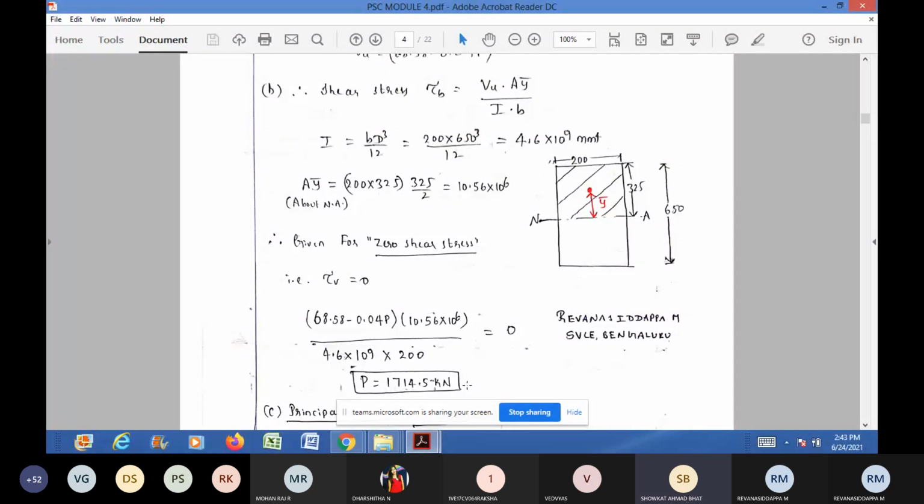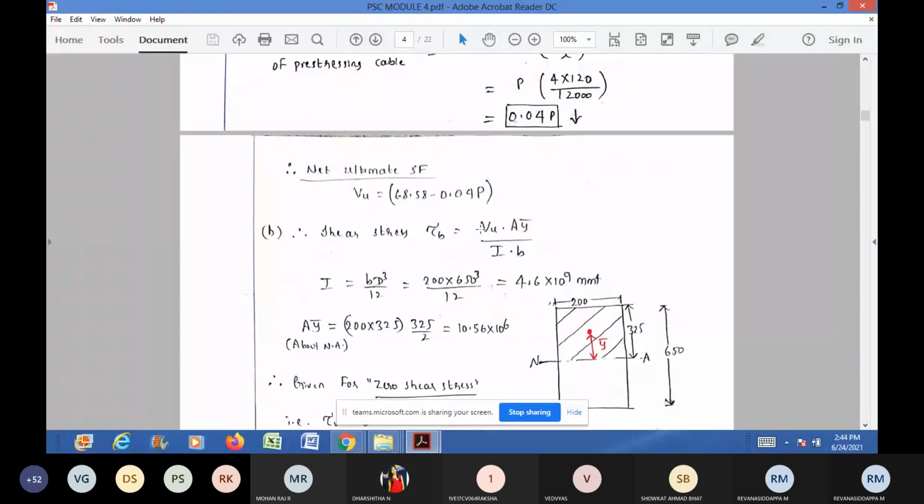1743.7 into 10 raised power 3. Correct answer. Into 10 power 3 Newton. The answer will be in Newton, so you convert it into kilonewton. Then 10 raised power 3 won't be there, sir. Okay. Now the first part of the problem we have completed. I got 1714.5 kilonewton. One or two differences in your answer.